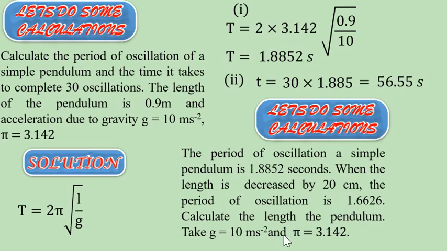So when that length is decreased by 20 centimeters, the period of oscillation now is 1.6626. Now, calculate the length of the pendulum. That's the initial length before we decrease the length by 20. g is given as 10 meters per second squared, and pi is given as 3.142.